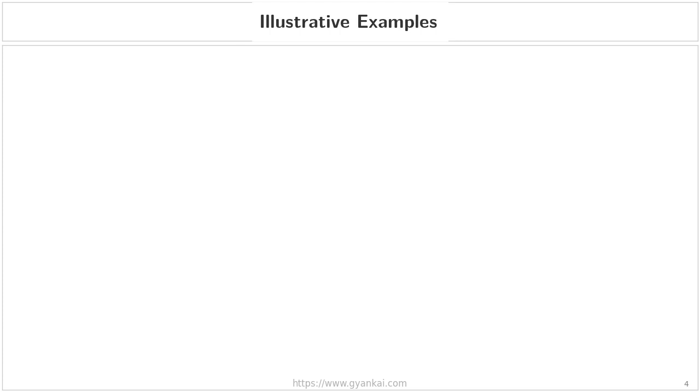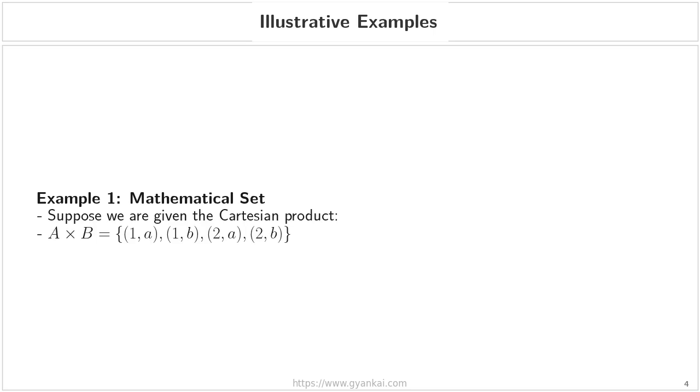Illustrative examples. Now that we have understood the theory and the step-by-step procedure, let's put it into practice with some concrete examples. First, let's look at a purely mathematical example. Suppose we are presented with a Cartesian product, which we can call A cross B, and it contains the following ordered pairs: (1, a), (1, b), (2, a), and (2, b).